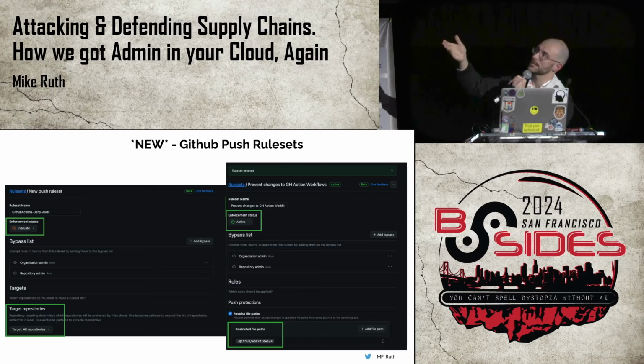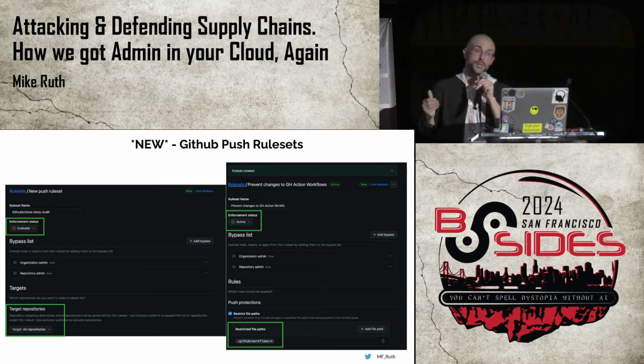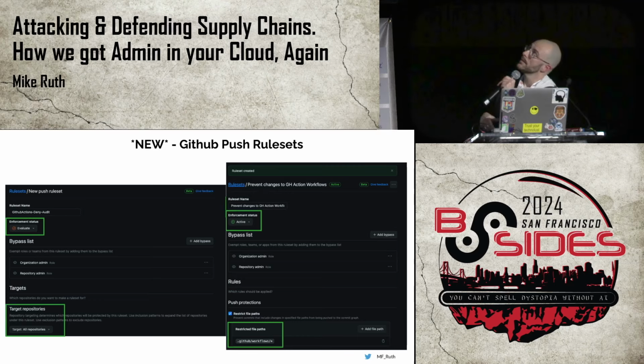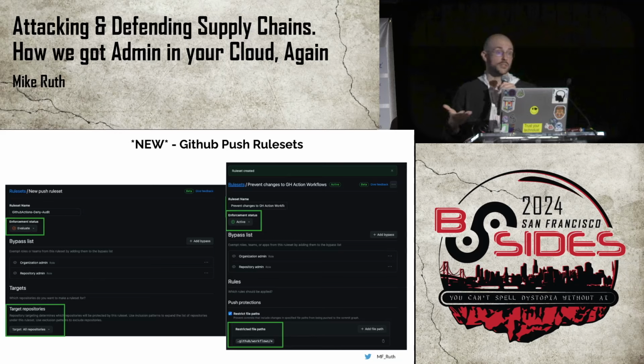So in this case, we can see the bypass list allows repo admins and org admins to be able to make changes to this location. And then once you activate it, for anyone else, it will fail and you actually won't be able to go and trigger GitHub Actions or trigger anything based on that.